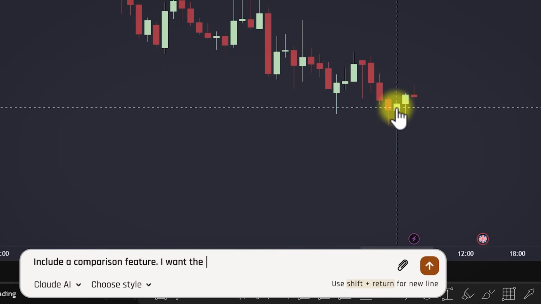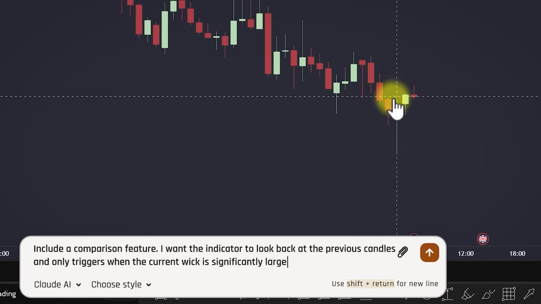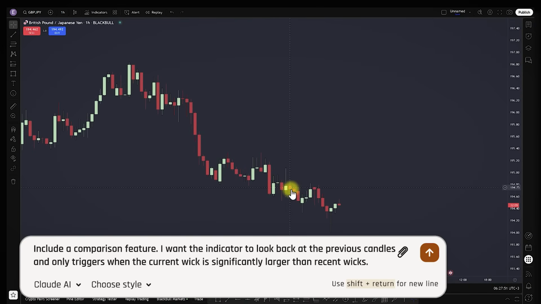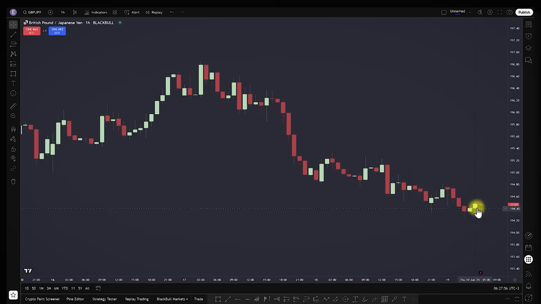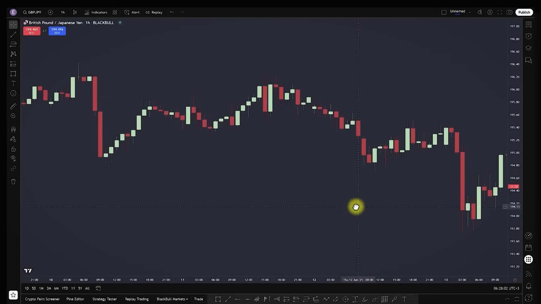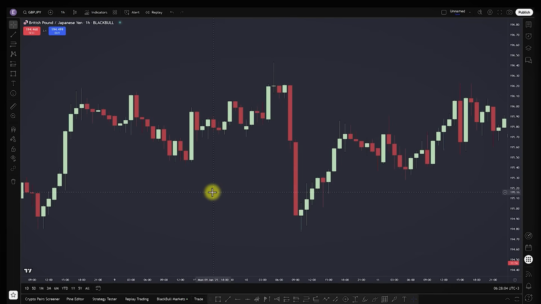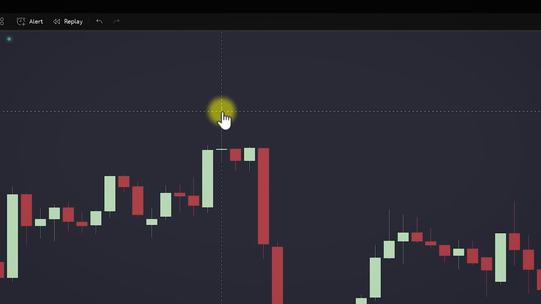I also want a comparison feature. I want the indicator to look back at the previous candles and only trigger when the current wick is significantly larger than recent wicks. I want to set how much larger it needs to be, with the default being 1.5 times bigger. This prevents false signals in choppy markets where every candle has medium-sized wicks.